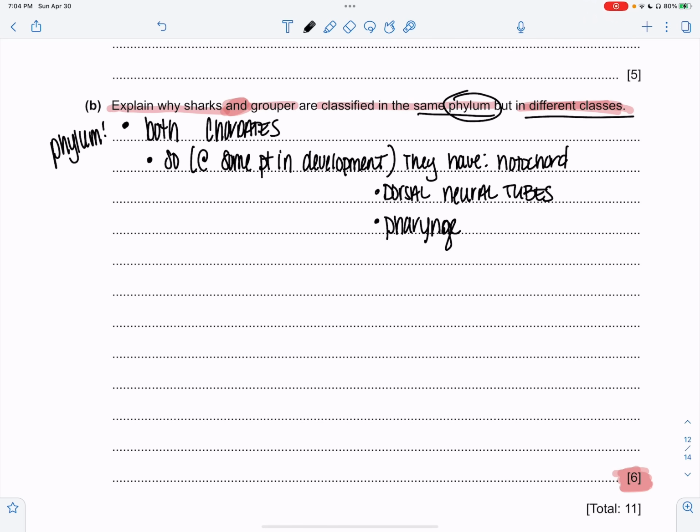Pharyngeal slits, which on a fetus looks like the gill slits. And then a postanal tail. We all have these things too, we just grew out of it. So that's part of it. And then they're in different classes.